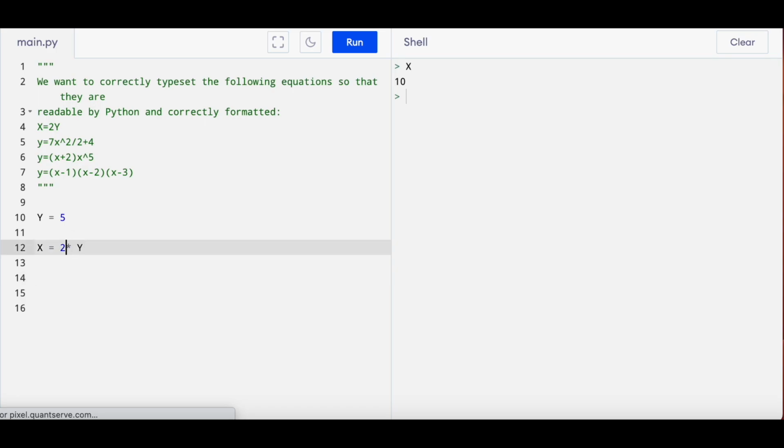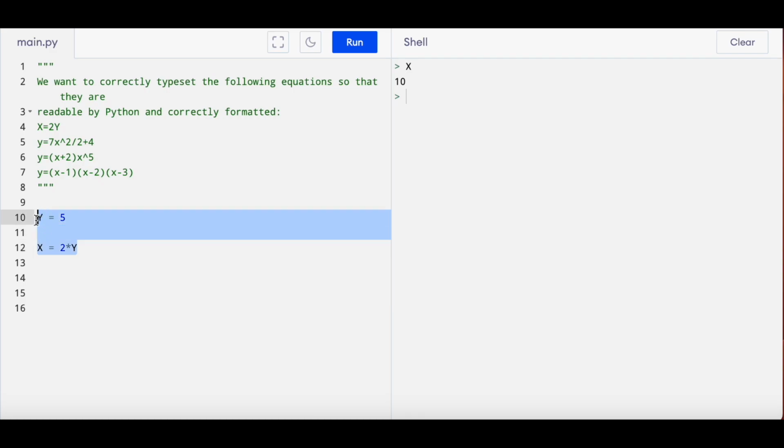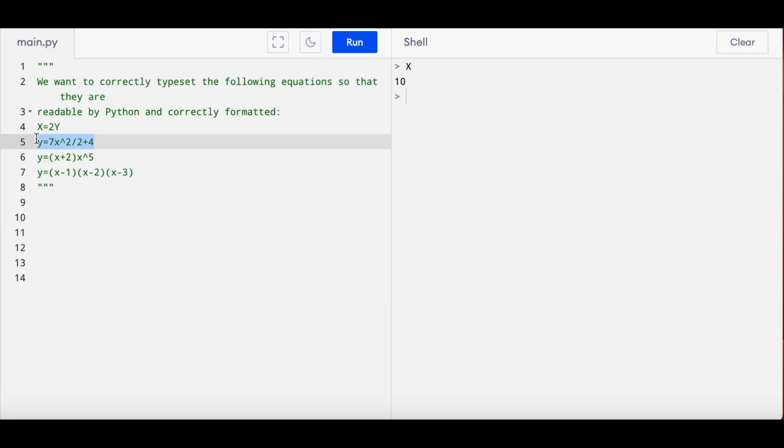However, in a situation like this where there's literally only one operation, it really doesn't matter all that much that I put spaces around the multiplication. That's just because the spaces are there for readability purposes. And if there's just one operation, it's still pretty readable. If we were to do something like this second example, then the spaces around the lowest priority operation do make a lot more sense. Here we have 7x squared divided by 2 plus 4.